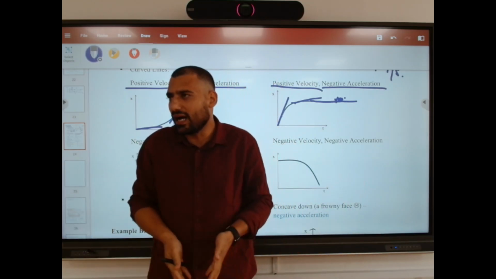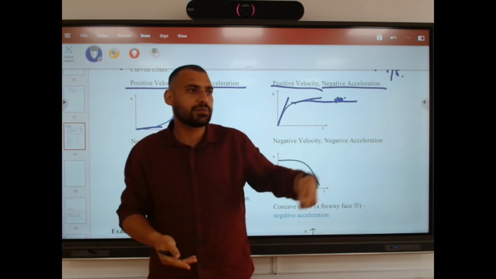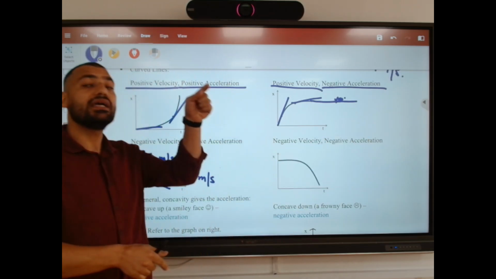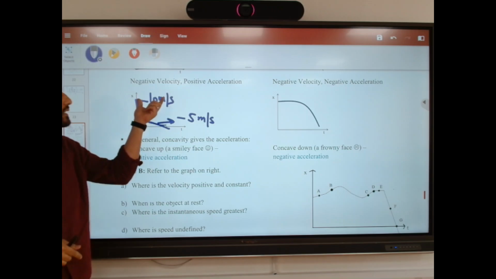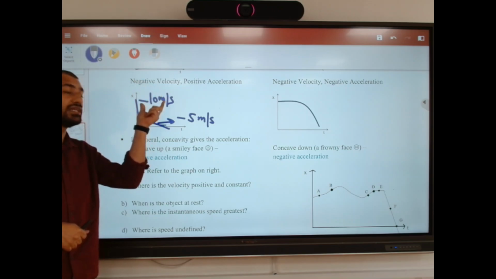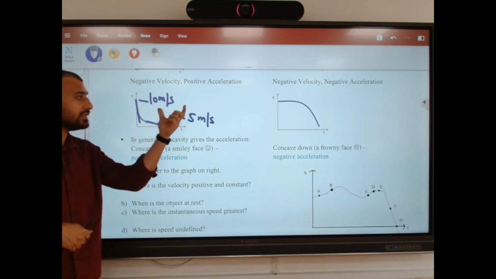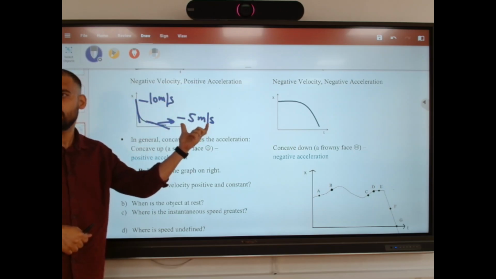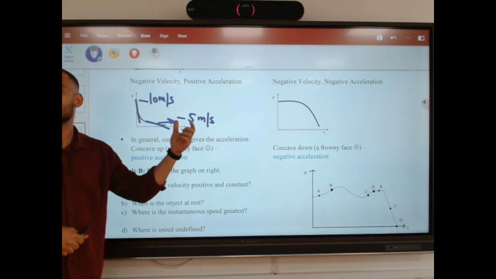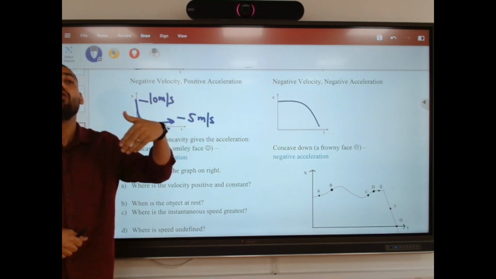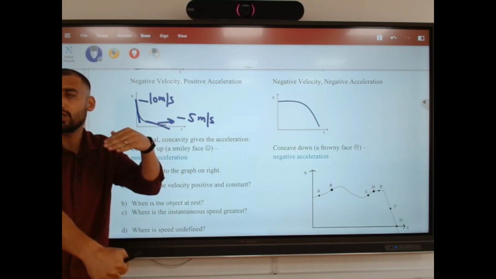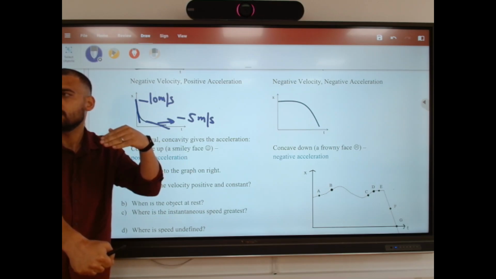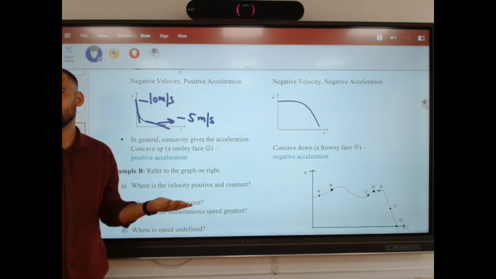When someone is coming back, he has to increase his speed to come back, isn't it? So his velocity from negative 10 reaches negative 5. So that means his velocity has increased. How will the velocity increase? Velocity will increase by pushing up the accelerator or putting up the brakes. Yeah, that is positive acceleration.